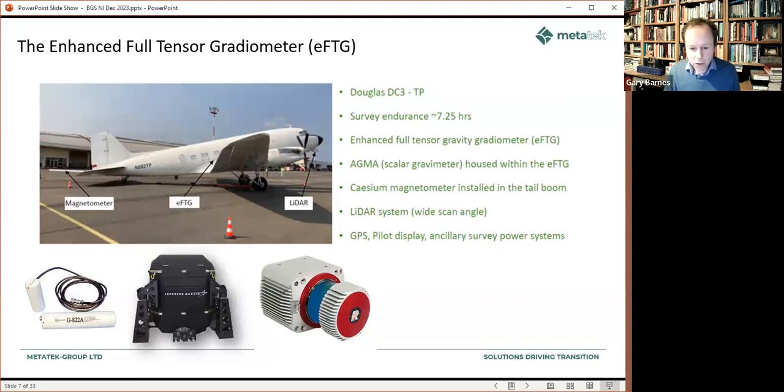So we not only acquire the data, we also process the data and then do the various interpretation. And the interpretation ranges right from producing maps of the gravity fields and the magnetic fields and the topographic data from the LiDAR, all the way through to producing three-dimensional models and full interpretations of the subsurface geology.